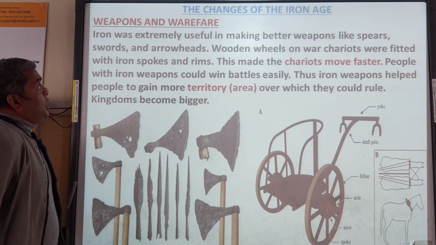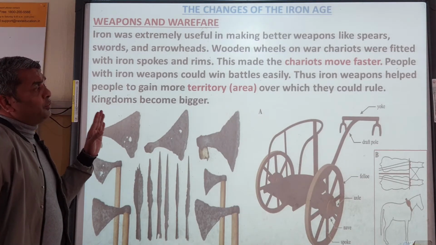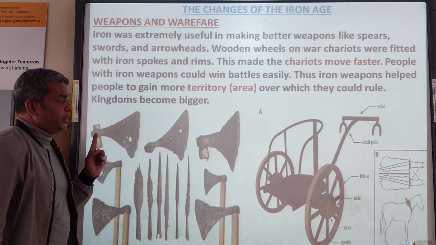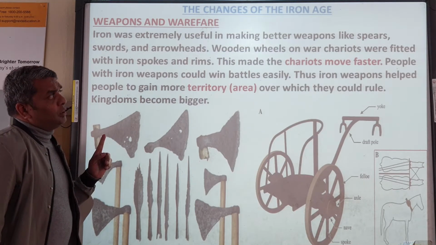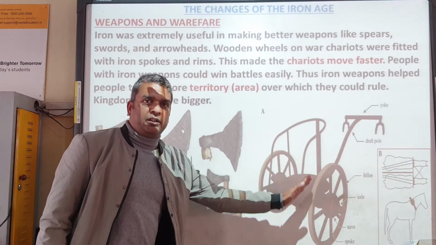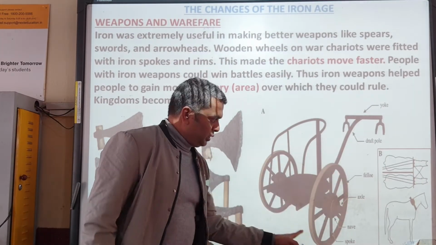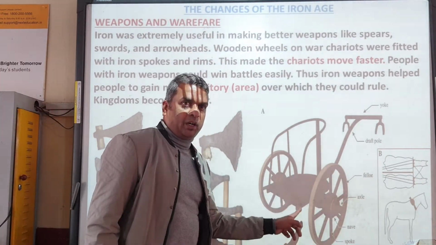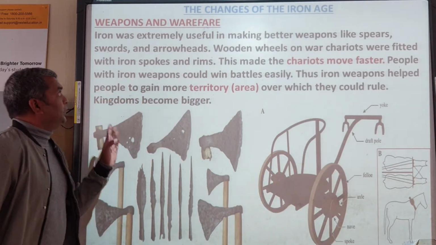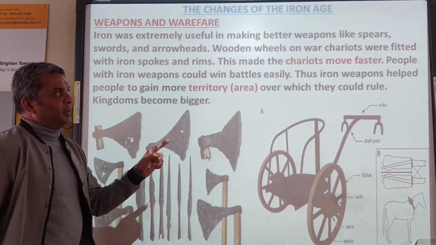Then, how weapons changed. Iron was extremely useful in making better weapons, like spears, swords and arrowheads. Wooden wheels on war chariots were fitted. So now they started making a chariot. In the beginning they had wooden chariots. And then they fitted the wheel with a rim, iron rim, and the spokes so that they could move faster. Okay? With iron spokes and rims. This made the chariot move faster.